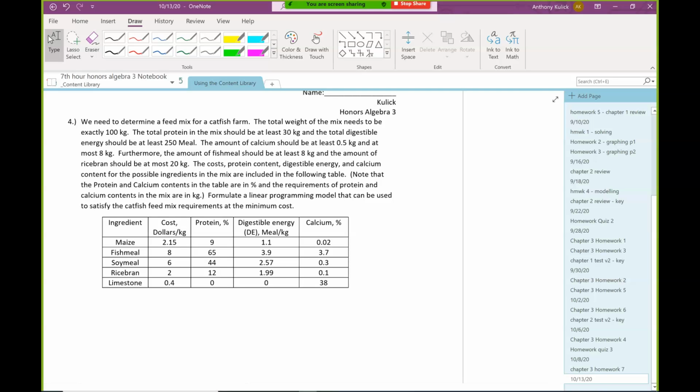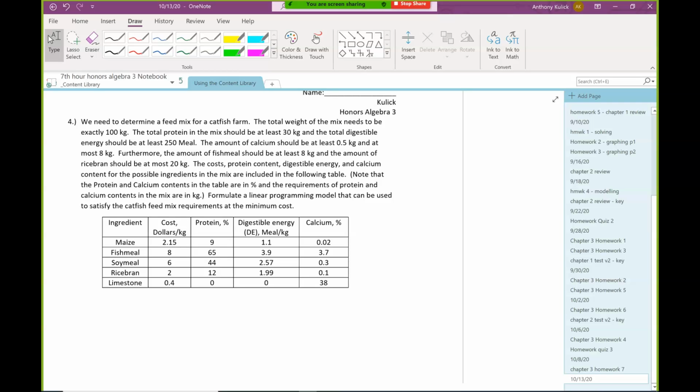The next one says we need to determine a feed mix for a catfish farm. The total weight of the mix needs to be exactly 100 kilograms. The total protein in the mix should be at least 30 kilograms. The total digestible energy should be at least 250 ml. The amount of calcium should be at least 0.5 kilogram and at most 8 kilogram. Furthermore, the amount of fish meal should be at least 8 kilogram and the amount of rice bran should be no more than 20 kilogram.